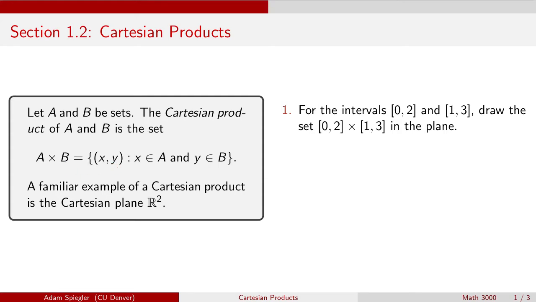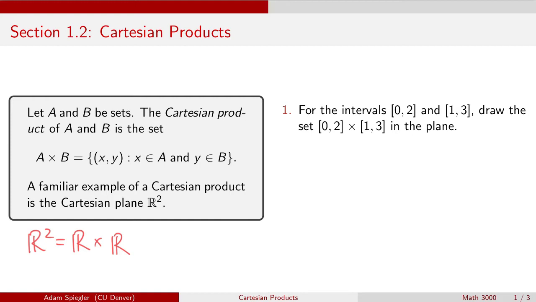One example that you are probably familiar with already would be R cross R, which is just the xy plane. This consists of all points whose first coordinate is a real number and whose second coordinate is a real number. R squared is just another way of writing the Cartesian product of R and itself.